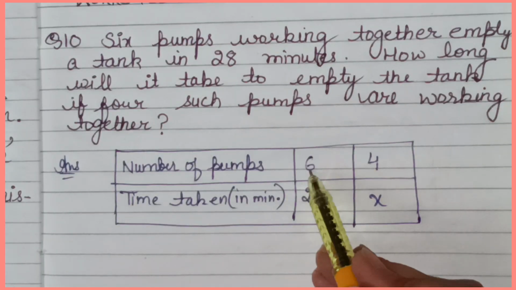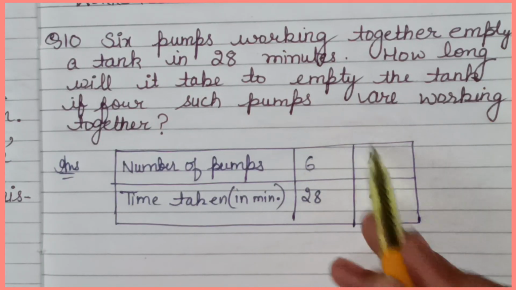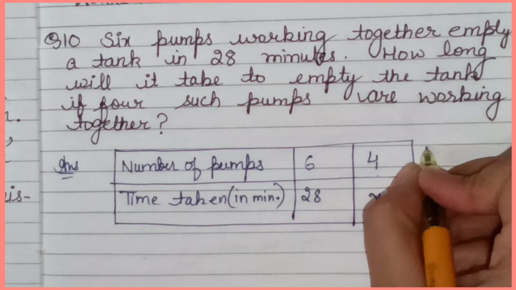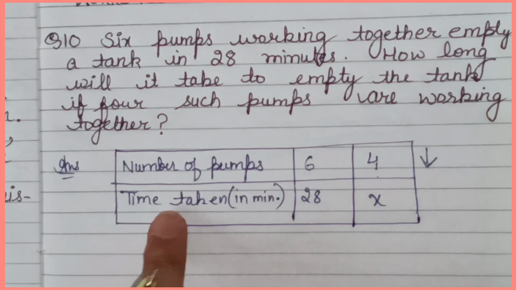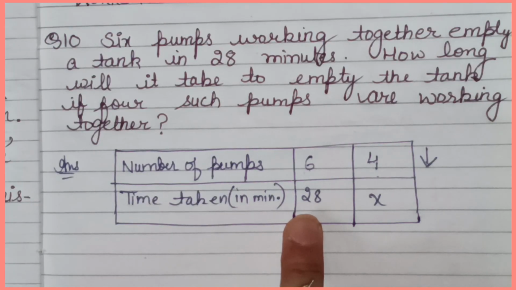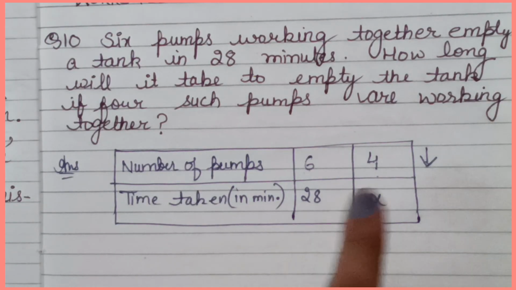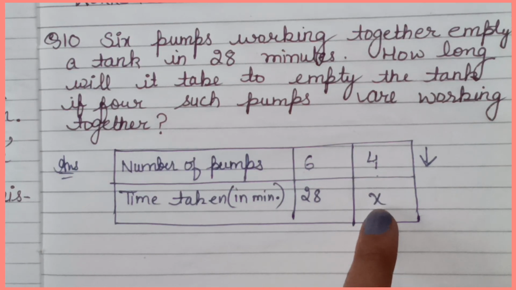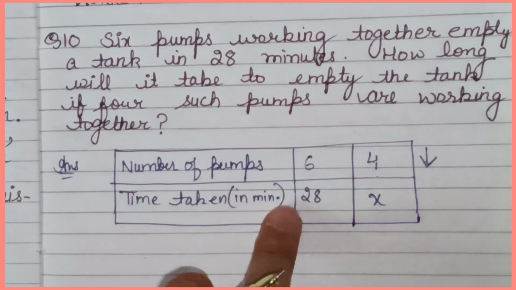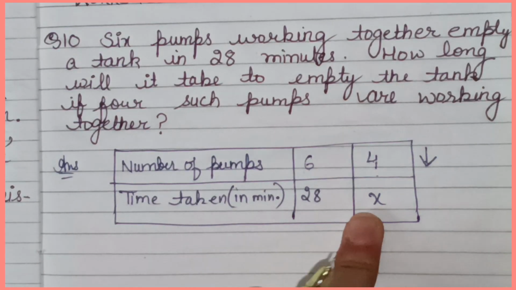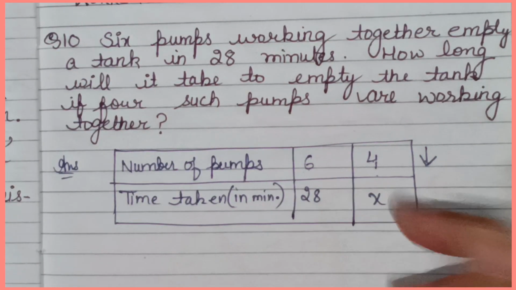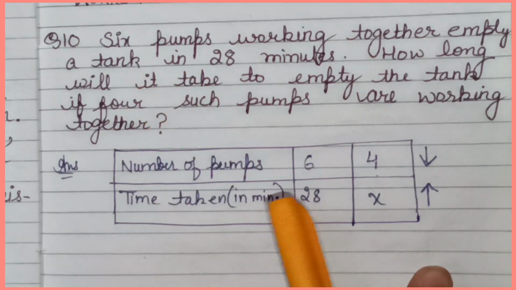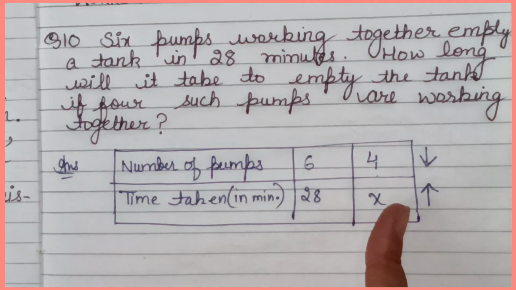Here 4 is smaller than 6, and 6 is greater than 4. Now here the quantity is decreasing. 6 pumps take 28 minutes to empty the tank. Now the number of pumps is 4, so they take more time than the 6 pumps, more than this 28 minutes, to empty the tank. So this quantity is increasing here. If one quantity is increasing and another one is decreasing, this is a case of inverse variation.